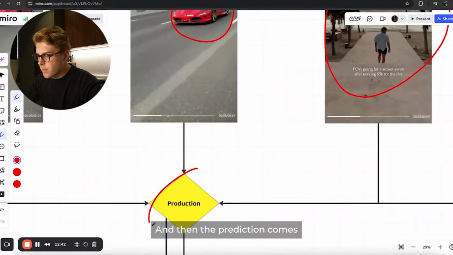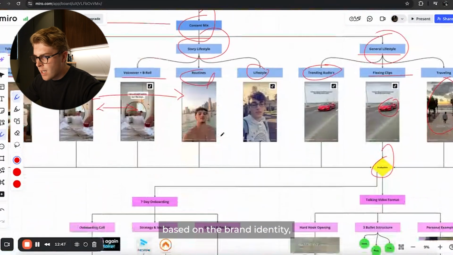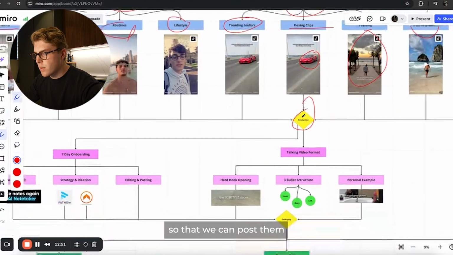And then the production comes in, right? Because now we kind of know what's working. And of course, based on the brand identity, we already created all these ideas for him and had him film those videos so that we can post them on the account.